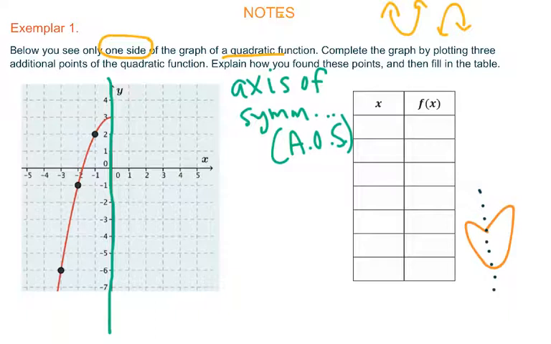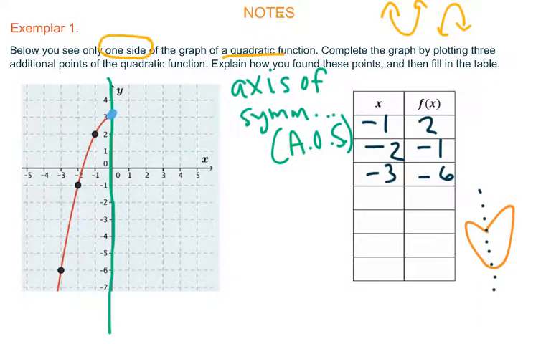First, I'm going to already plot the points that are already plotted on the graph. I'm going to put those in my table. All right, so let's think about things that are symmetrical. This point up here doesn't have another point on the other side, so I'm going to assume that that is going to be our highest point.